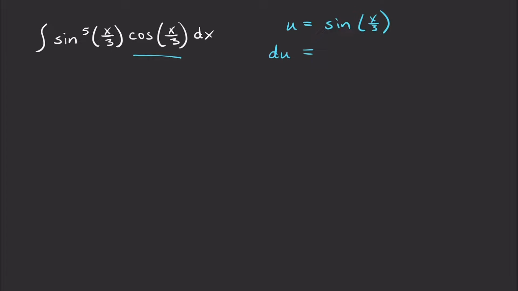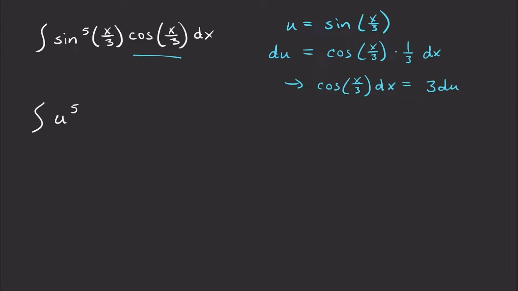So the derivative of sine is just cosine. And then we need to use the chain rule and take the derivative of the inside. So we're going to get a 1 over 3 that comes out times dx. And so we can see there's a cosine of x over 3 dx in our integral. So cosine of x over 3 dx will equal 3 du. So now if we substitute, we get the integral of u to the 5th, and then our cosine dx will get replaced with 3 du.